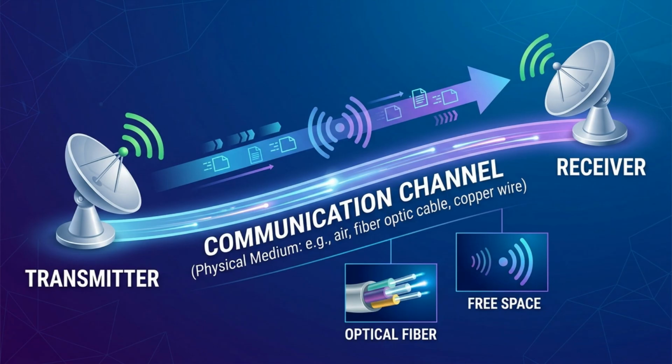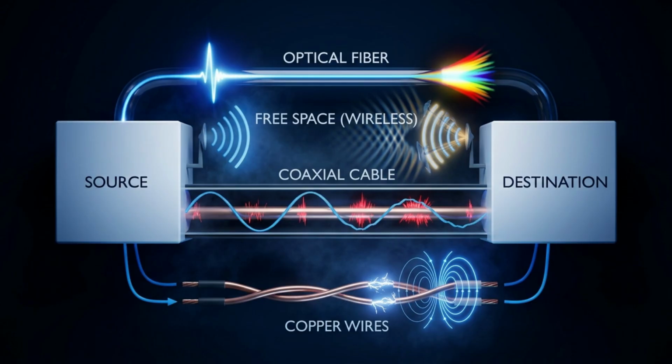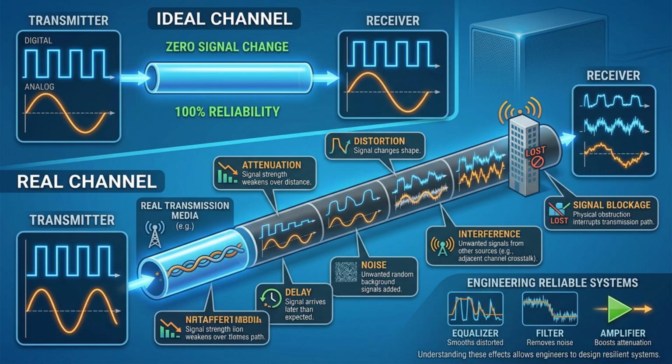A communication channel is the physical medium through which information travels from a transmitter to a receiver. The channel can take many different forms. It may be free space for wireless communication, a coaxial cable, an optical fiber, or even a pair of copper wires. Regardless of the medium, the channel carries the transmitted signal while simultaneously introducing various imperfections. An ideal channel would deliver the signal without any changes. A real channel, however, modifies the signal by introducing attenuation, delay, distortion, noise, interference, and sometimes complete signal blockage. Understanding these effects allows engineers to design systems that remain reliable under real operating conditions.